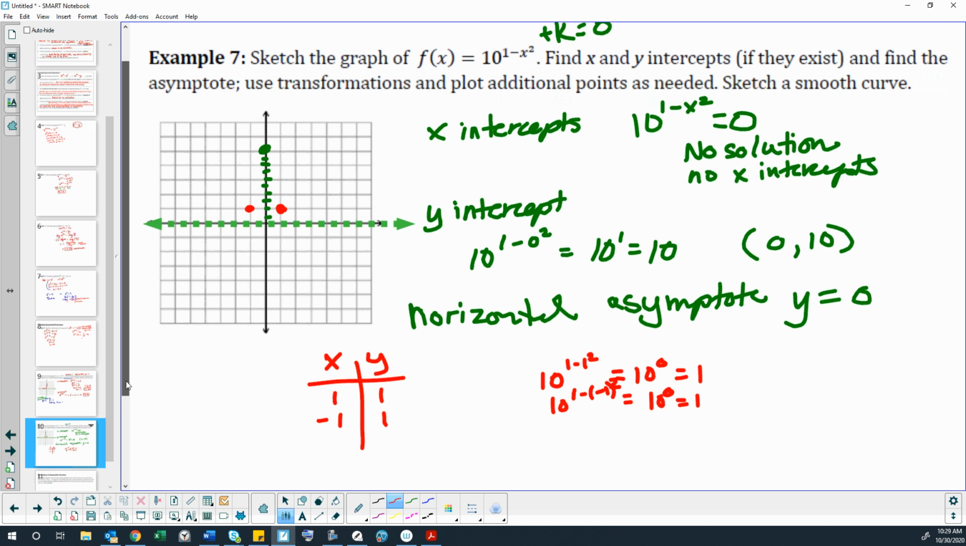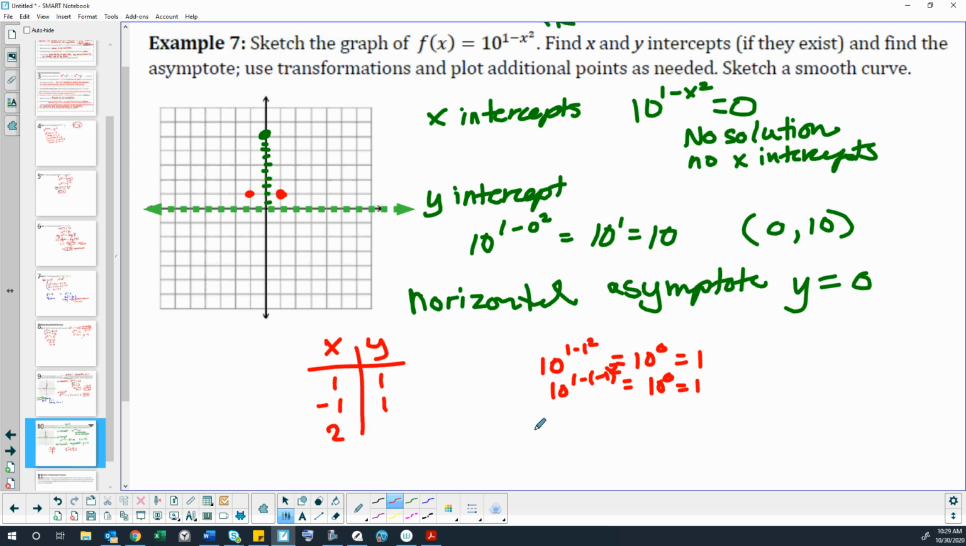If we want another set of numbers, maybe we should try like 2. So if I do 10 to the 1 minus 2 squared, then that would be 10 to the 1 minus 4, which is 10 to the -3rd, which is an itty-bitty number, 1 over 1,000. So just by going that much further, over to 2, I've taken my graph clear down to that asymptote.